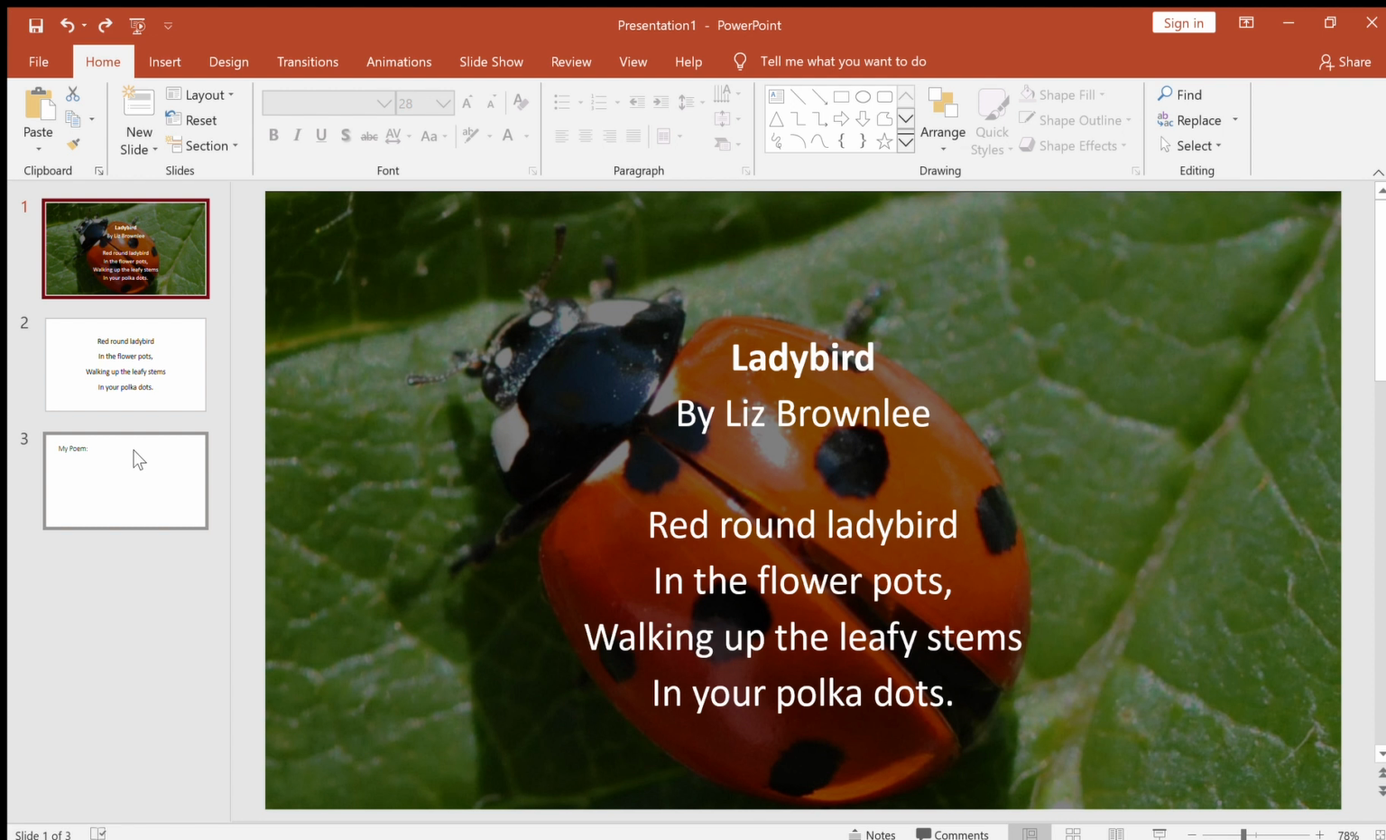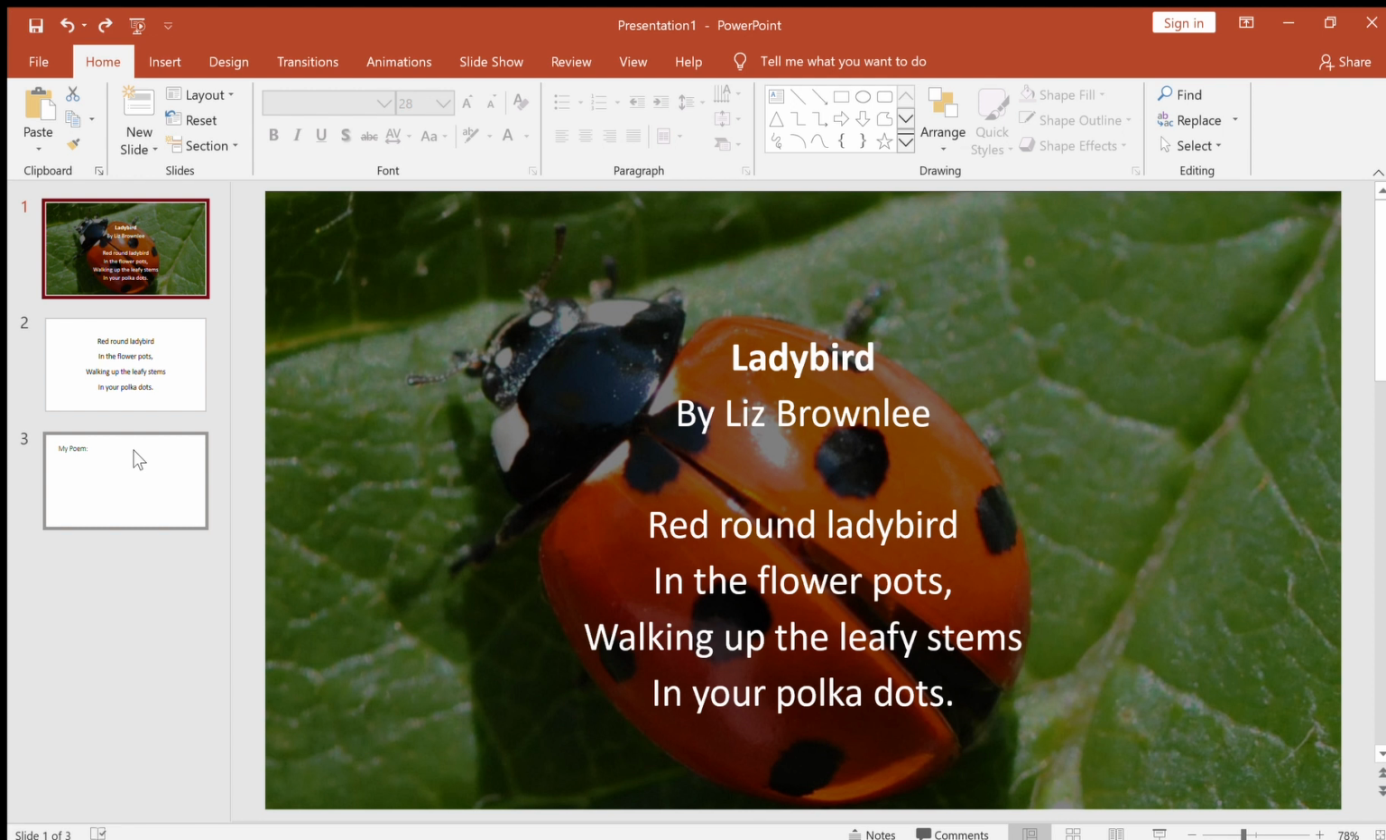But today we're going to look at a different type of poem. This isn't a cinquain, this is a rhyming poem. And it's called Ladybird. And it's by a poet called Liz Brownlee. See if you can find the rhyming words in this poem.